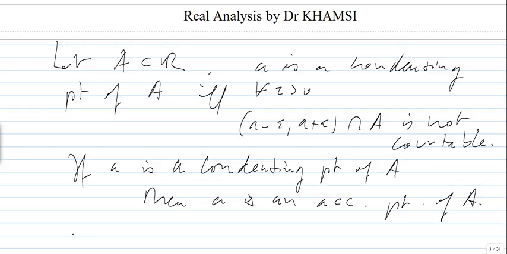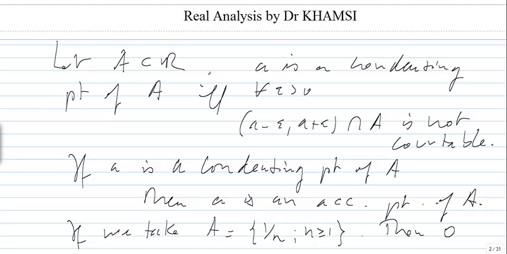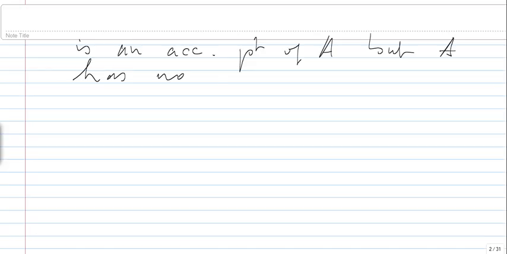For example, if we take A equal to 1 over n, n greater than 1, then 0 is an accumulation point of A, but A has no condensing point since it is countable. Since A is countable, you cannot have a condensing point. So we have to be very careful.